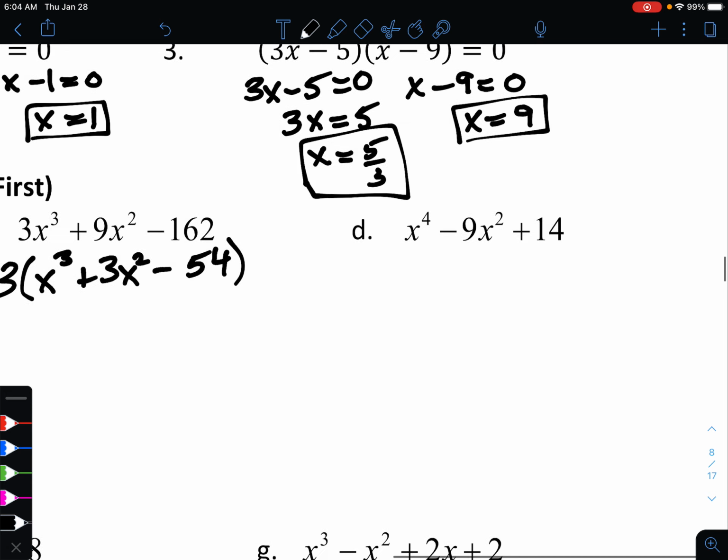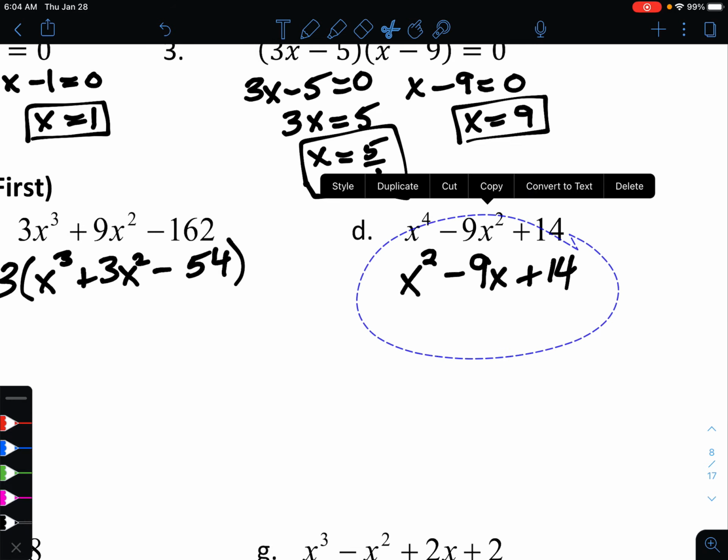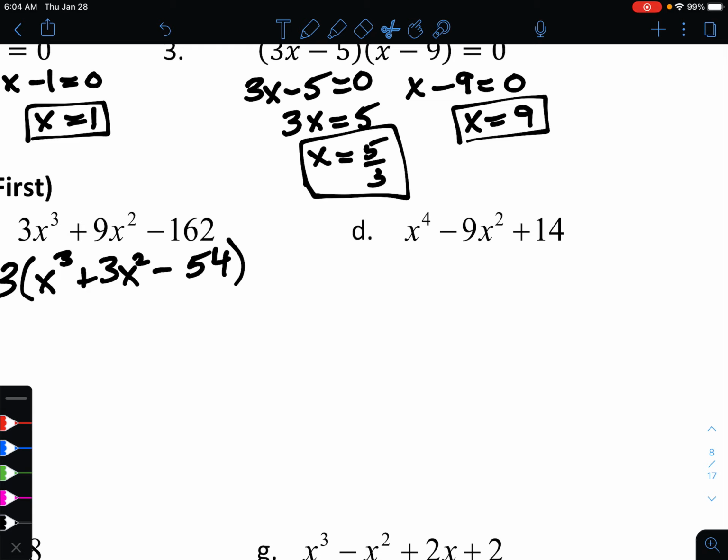All right. For example D, x to the fourth minus 9x squared plus 14. What we're going to do to factor this is we're going to do it the same way that we would x squared minus 9x plus 14. In other words, we're going to look for numbers that multiply to be 14 that also add to be negative 9. And as far as numbers that multiply to be 14, those should be pretty quick. 7 and 2 are probably going to make the most sense. And to get negative 9, negative 7 and negative 2. So as we set up our two factors, we'll have negative 7 and negative 2.